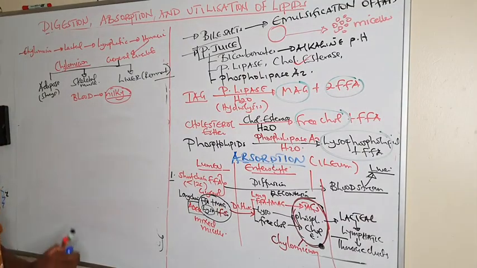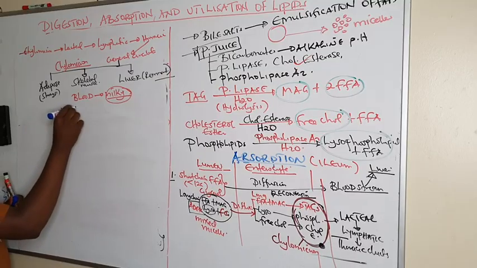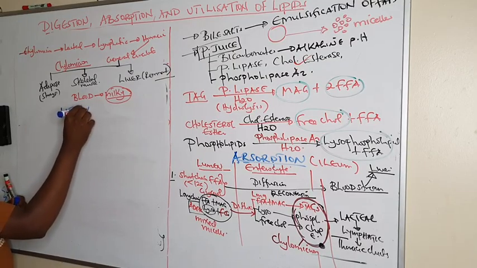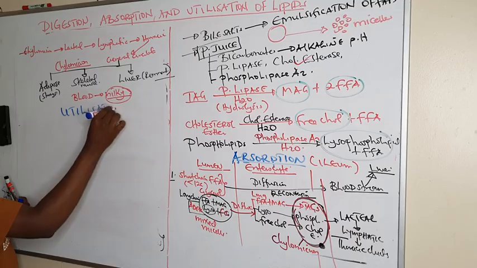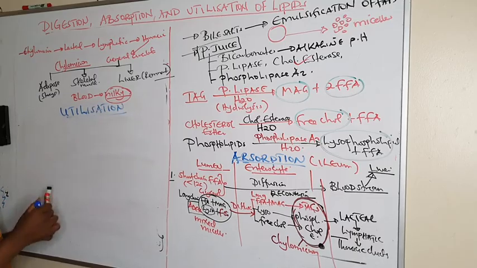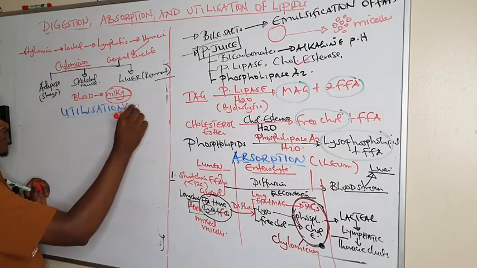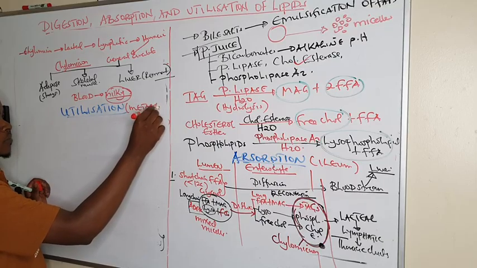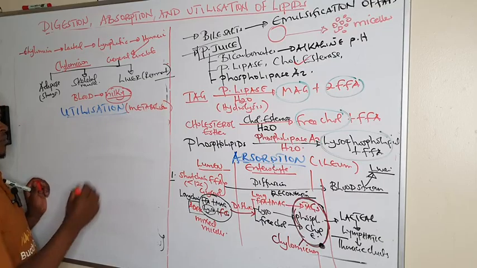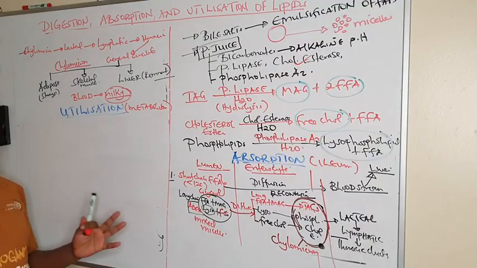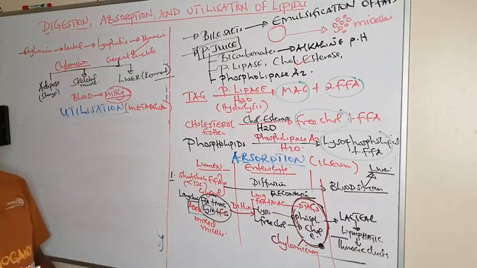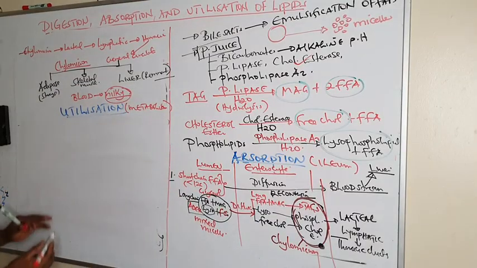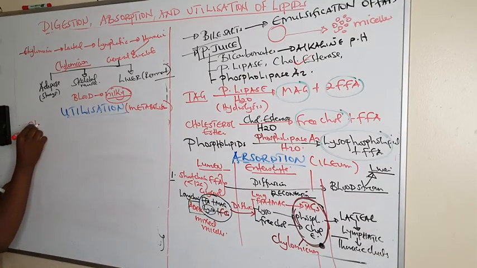So the last part is utilization, or what we can call metabolism. You can call it utilization, you can call it metabolism, or you can call it fat metabolism. And the utilization of lipids in the body involves both catabolic and anabolic reactions. And it is triggered by starvation.